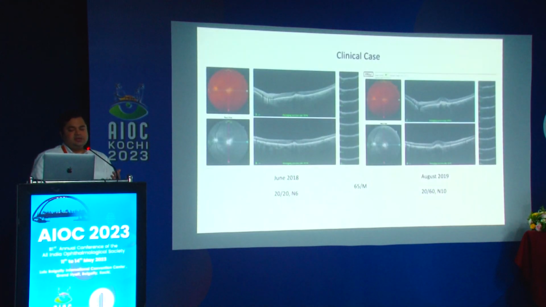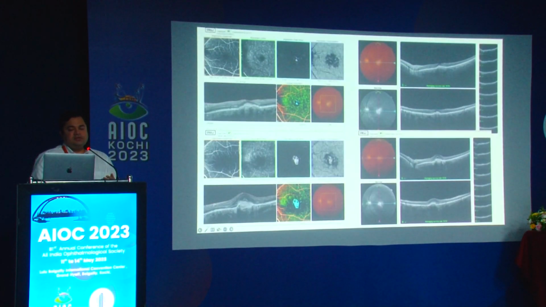Just one case here: the patient presented in 2018, had a PED but no exudation, vision was good, and no net was noted on the OCTA. Maybe a small net can be seen when you look retrospectively. A year later came a diminution of vision, and we see here a small net which was there. I'm not going into details of the treatment of the patient, and this net has enlarged over a period of time.